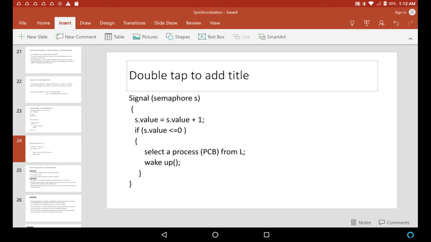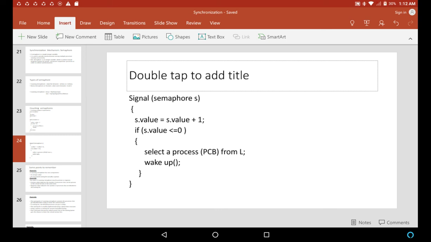The synonyms that can be used are V, post, signal, up, right? So once P1 is done, it will execute this signal operation, which has the first line s.value = s.value + 1. That means before executing this signal operation, what was the value of s? That was -2. After executing this line, what will be the new value for s? That will be -2 + 1, so the new value of s will be -1.